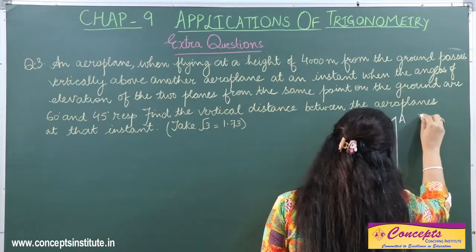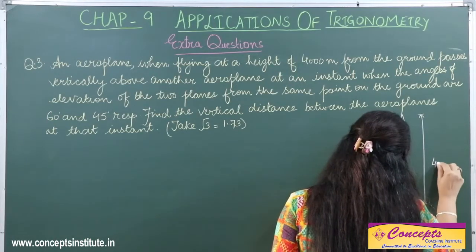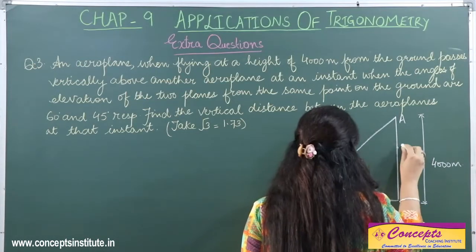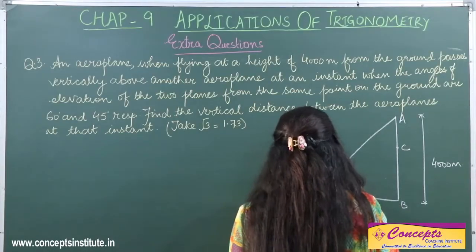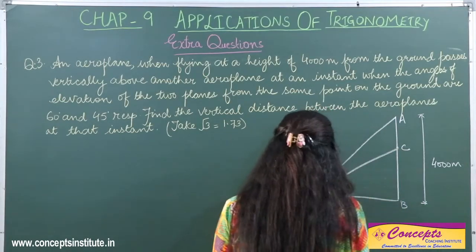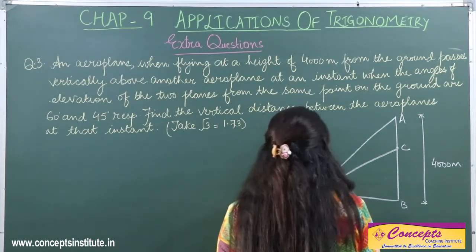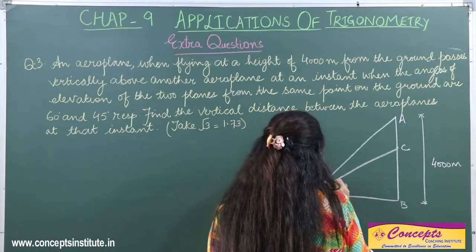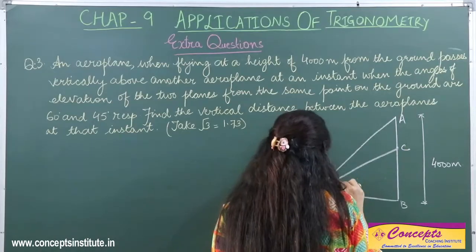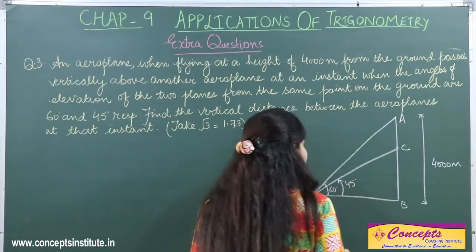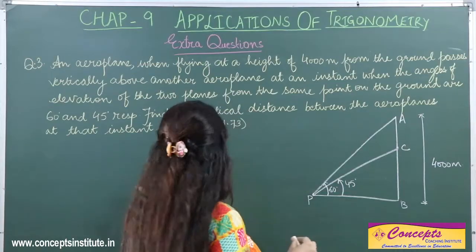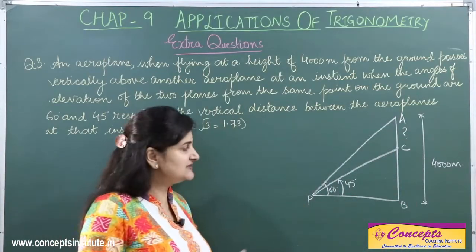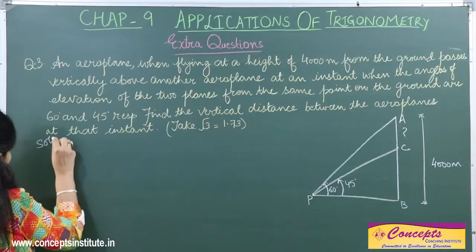So this distance AB is 4000 meters, and at that point it passes vertically above another aeroplane. Let's say C is another aeroplane, and the angles of elevation from the same point at that instant are 60 degree and 45 degree. So this angle is 60 degree and this angle is 45 degree. What are we supposed to find out? The distance between the aeroplanes at that instant, that means we have to find out AC. Right students?